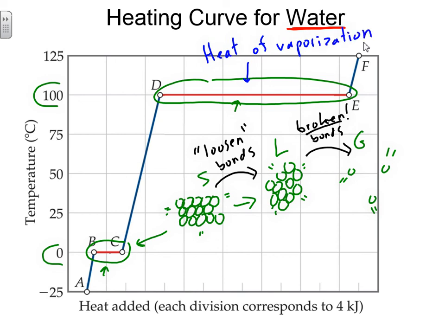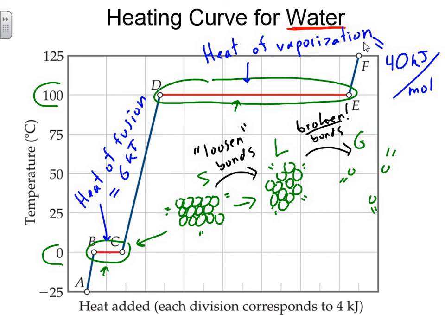And this is called the heat of fusion. The heat of fusion is how much heat it takes to melt a certain amount of a solid. Water's heat of vaporization is about 40 kilojoules per mole, and the heat of fusion of water is about 6 kilojoules per mole. You'll see these numbers more specifically in a minute. Notice almost 7 times more energy is required to vaporize water than to melt water.